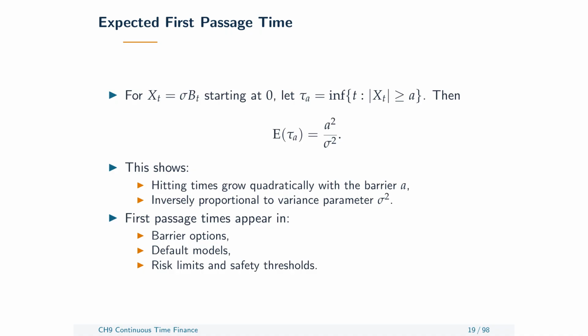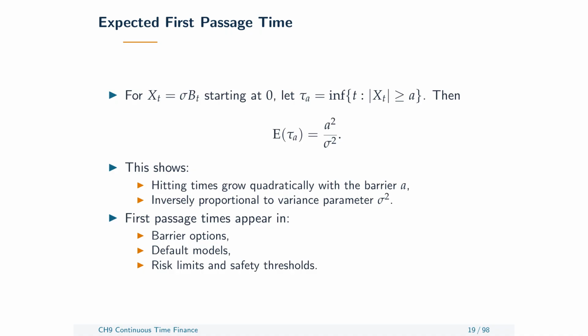Starting at 0, the expected time to leave the interval from negative A to positive A equals A squared for standard Brownian motion. With diffusion scale sigma, it equals A squared divided by sigma squared. Doubling the boundary therefore multiplies expected exit time by 4, while doubling volatility divides it by 4. This scaling follows directly from Brownian self-similarity and provides a useful check on calculations.